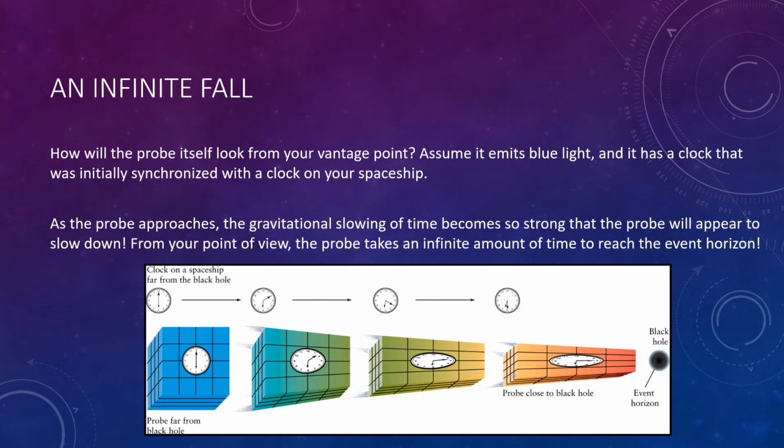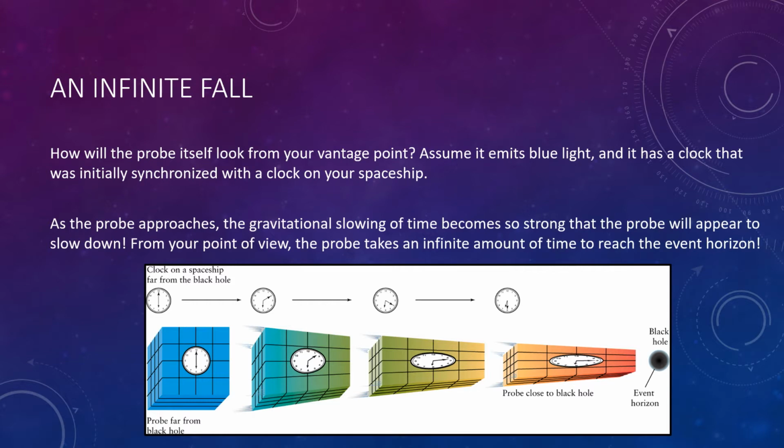How will the probe itself look from your vantage point on the spacecraft at a safe distance? To discuss changes in the probe, let's assume first that it emits blue light and that it has a clock that was initially synchronized to a clock on the spaceship. So here's our probe, just a blue square with a clock on it. And we have times that match up between it and the clock on our spacecraft.